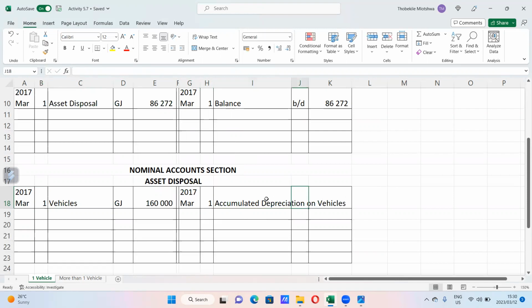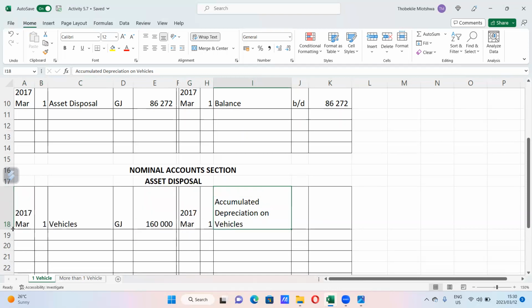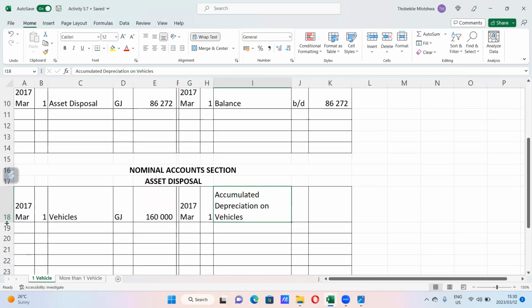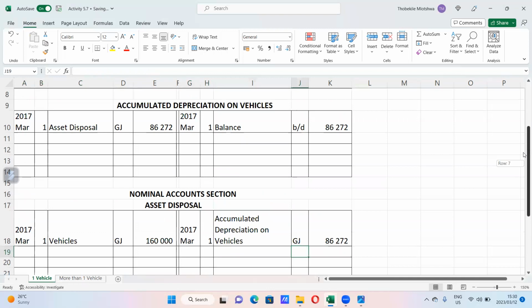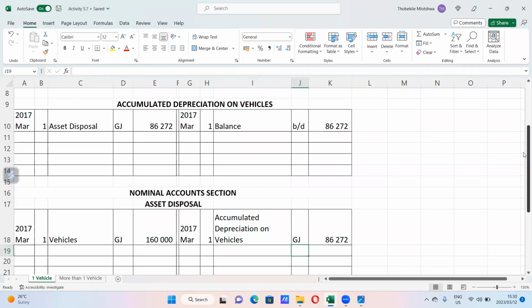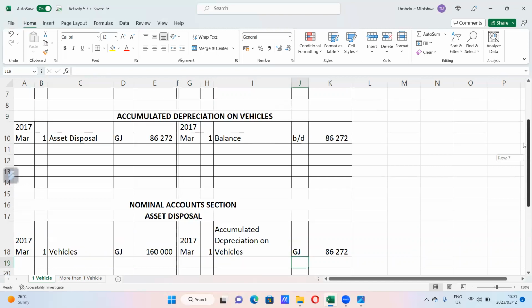And then let me just direct text so that we see everything here. So that would be GJ again, and then it will be 86,272. Then that is the next step. But in part 2, the next step would have been to update depreciation first. But we don't need to update it now. It's updated and then move it. But in this case, we don't have to. It's updated. Then the next step now is to record the sale.